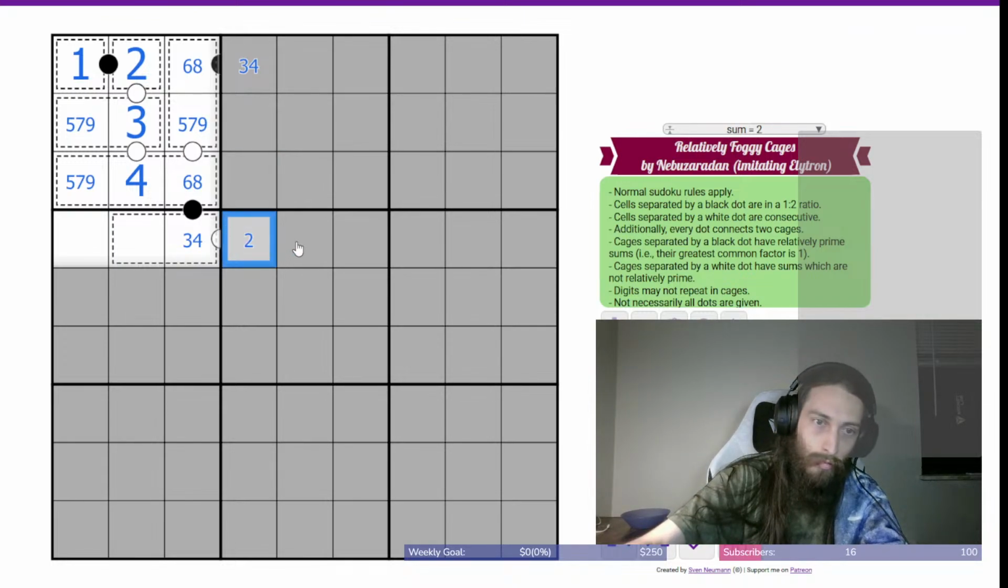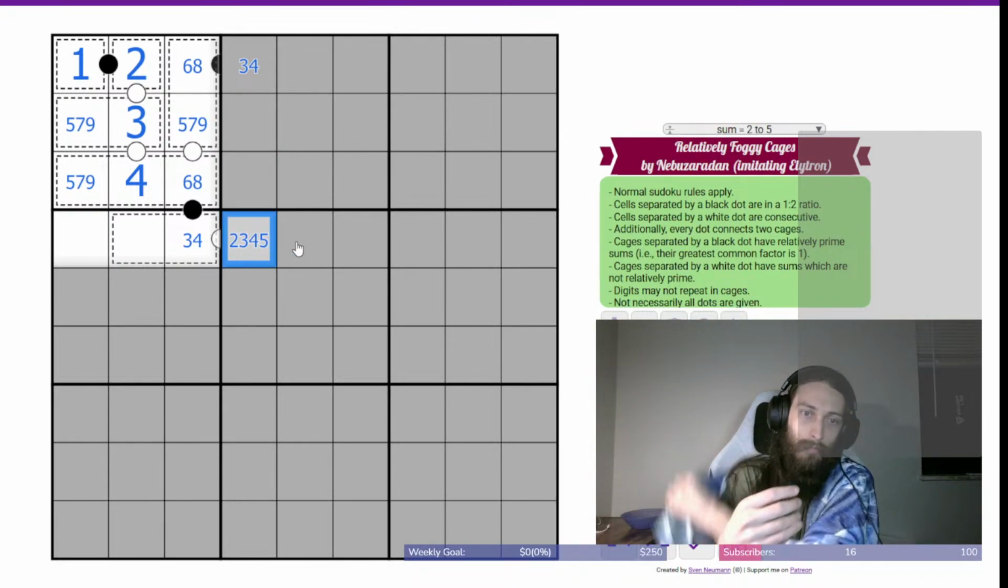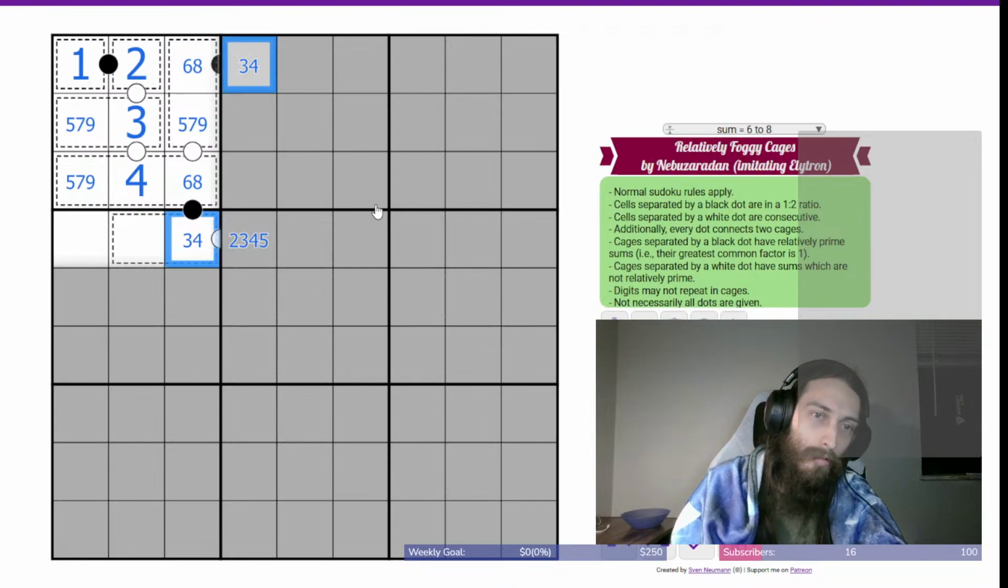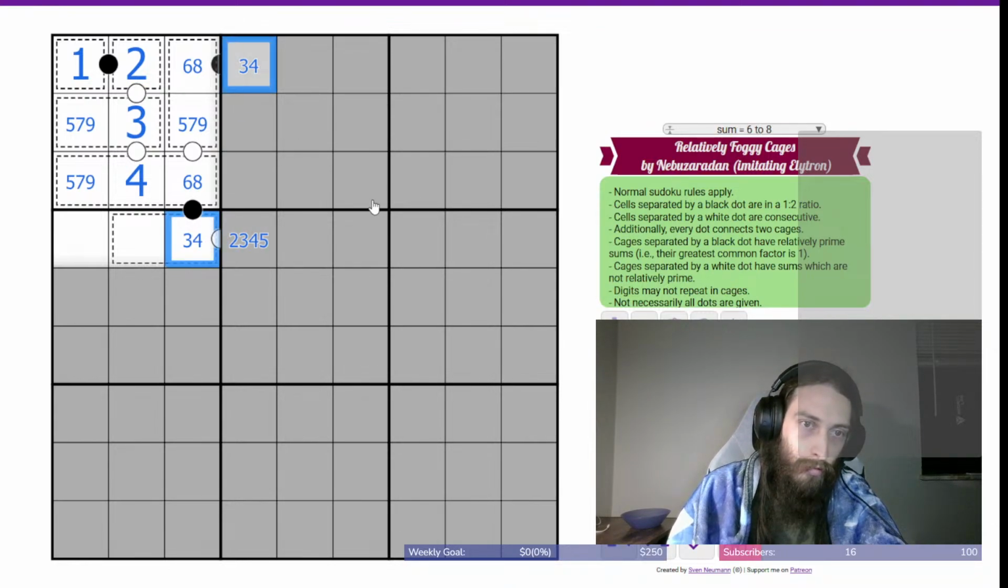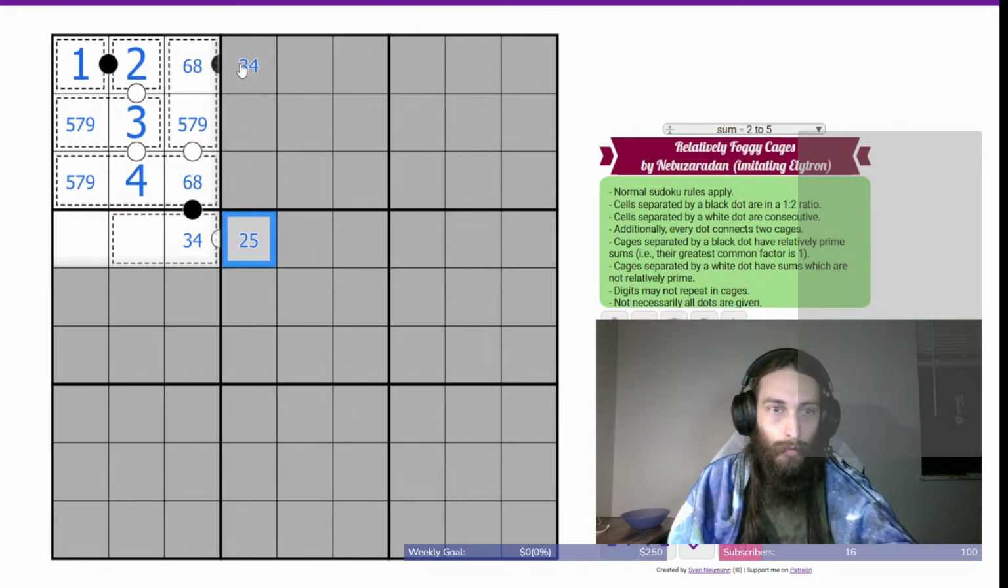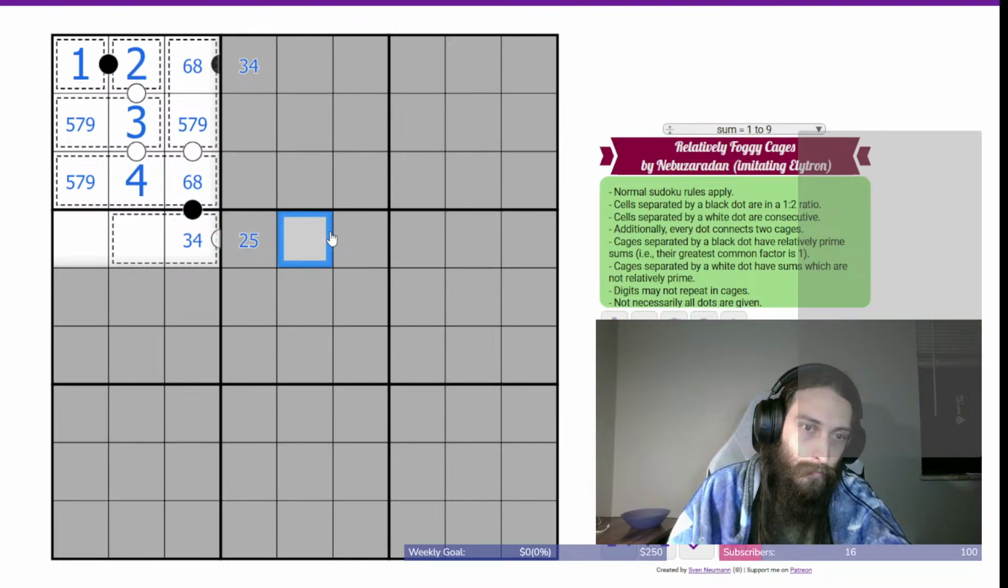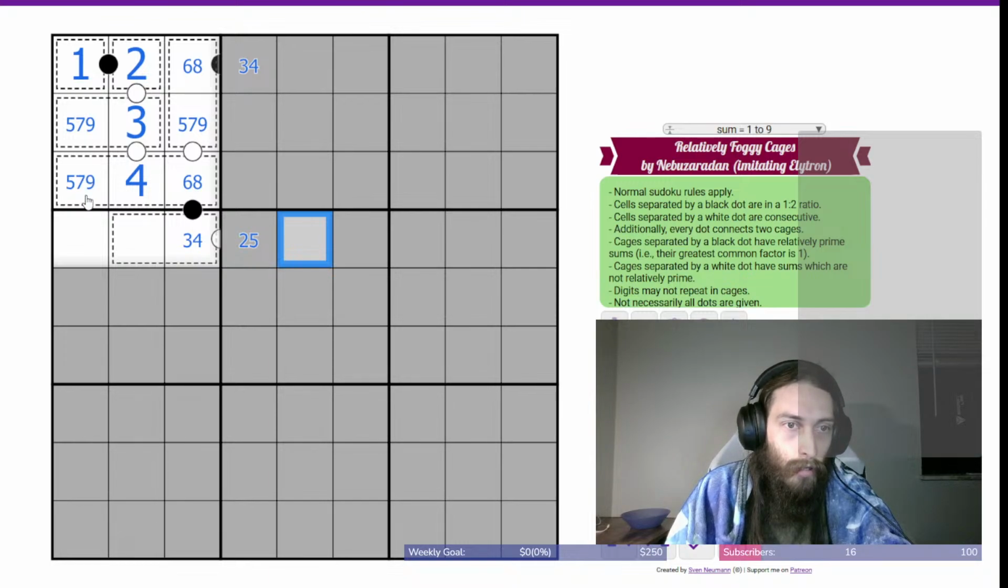This is 2, 3, 4, 5. But we also know that these two are different, because the 6, 8 are different. So this can't be 3 or 4, because it sees both of those. But anyway, so this is odd.